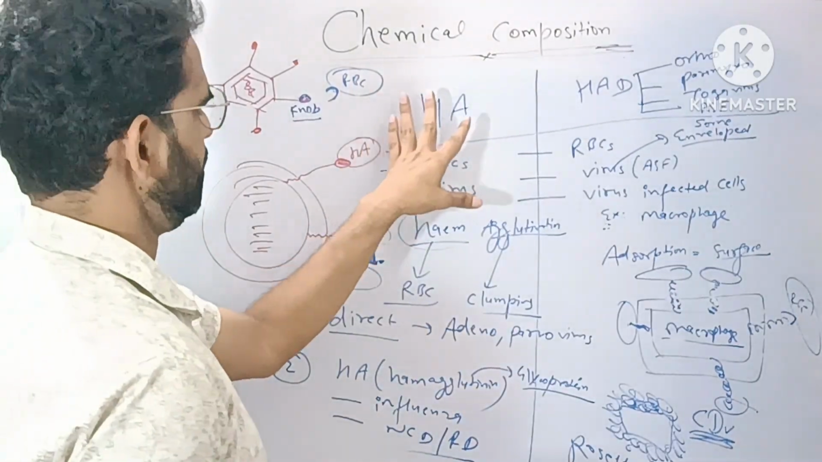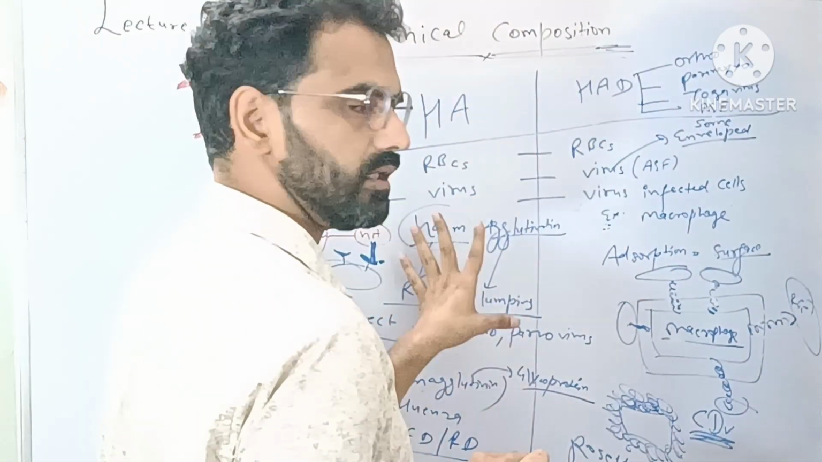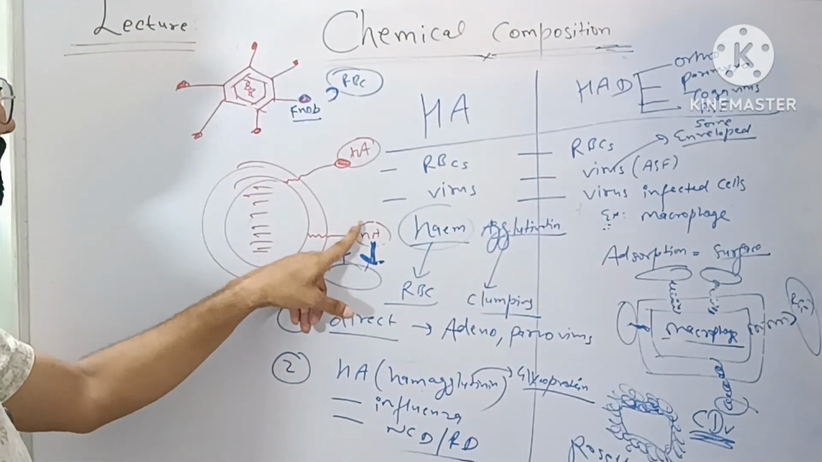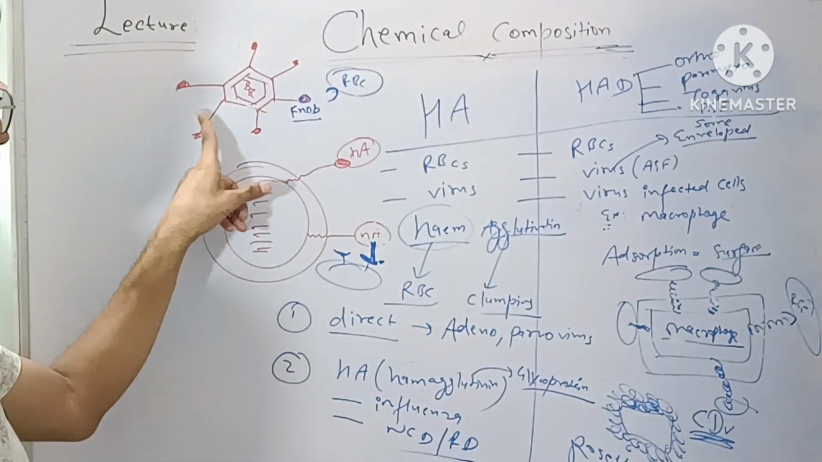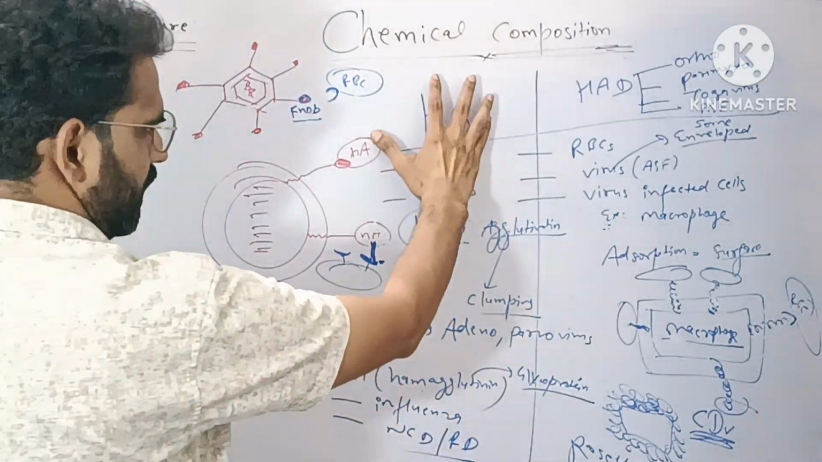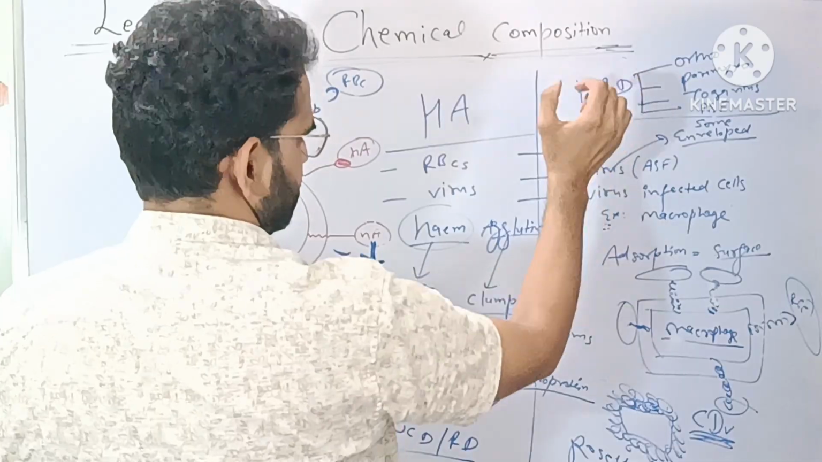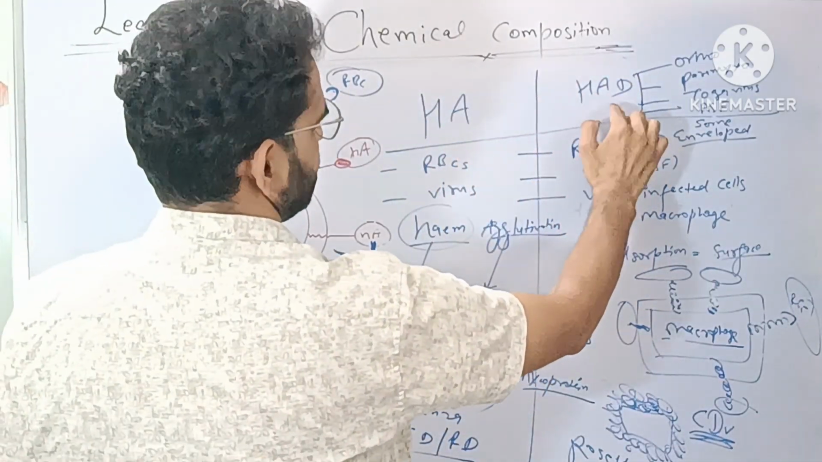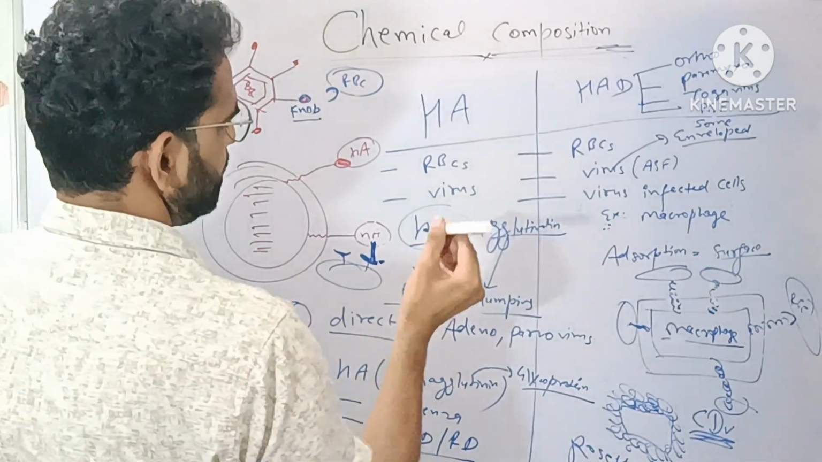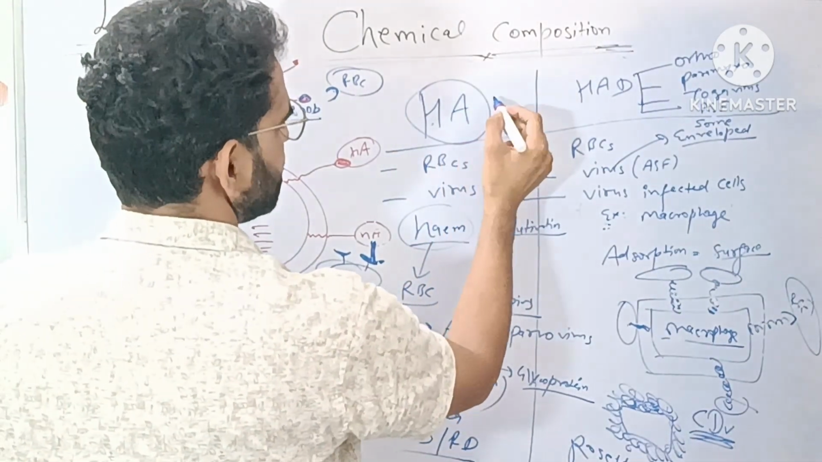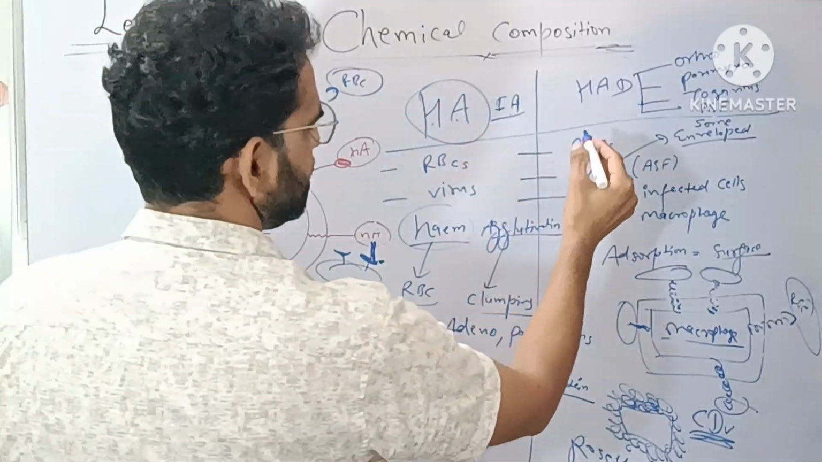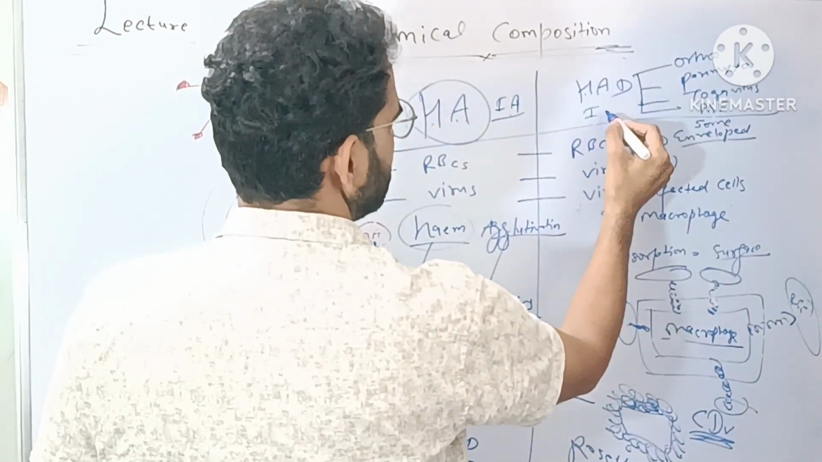So these are the two properties of envelope spikes, peplomers, or we can say envelope glycoproteins: hemagglutination and hemadsorption. In a future lecture, we'll discuss the hemagglutination inhibition assay, HAI. Similarly, the hemadsorption inhibition assay.